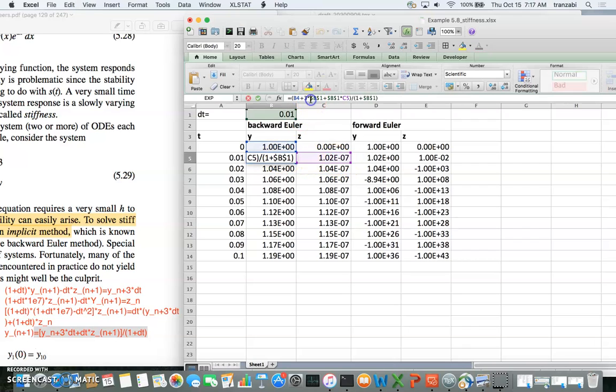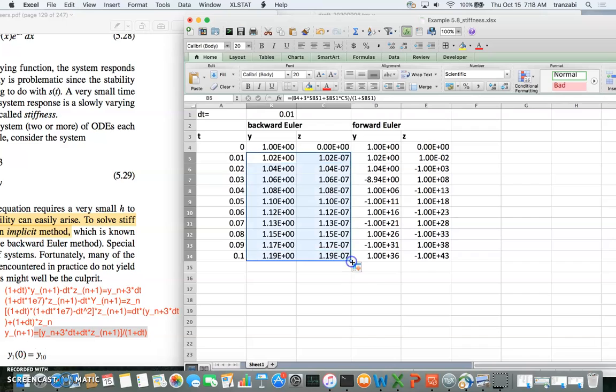What is Yn plus 1? Well, that is going to be Yn. So here is Yn, the purple cell. I'm sorry, the blue cell is Yn, the blue cell, plus 3 times dt, and then plus dt times Zn plus 1, so the purple cell, and then divide by 1 plus dt. I think that is Yn plus 1. So we're going to hit enter. I'm going to highlight these two and then drag down.